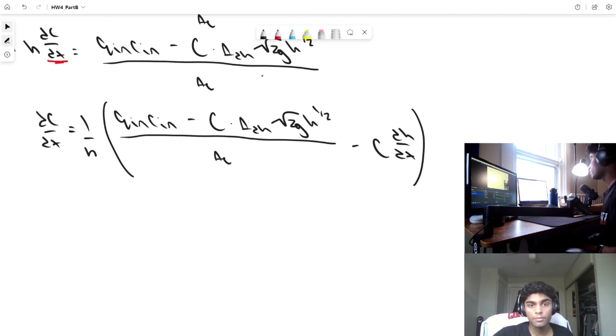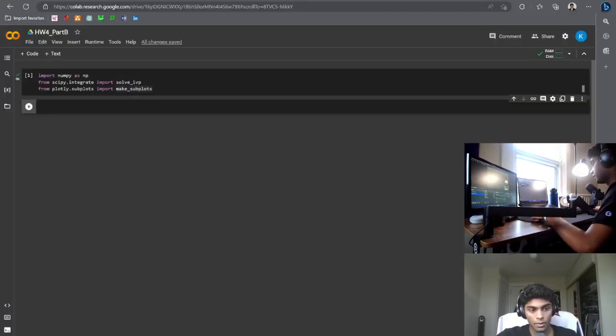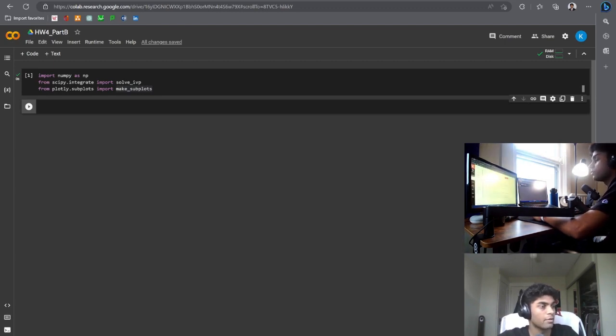And with that, we now have our second differential equation we're going to use to solve for part B. So now we're in Python for the second part of this part B, and I'm going to pull up the constants I have on my second monitor.